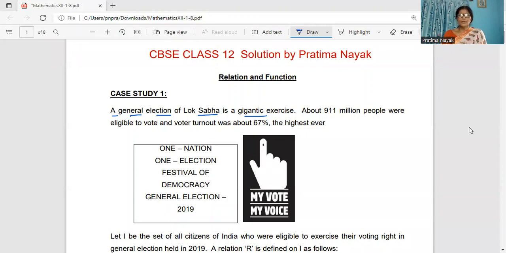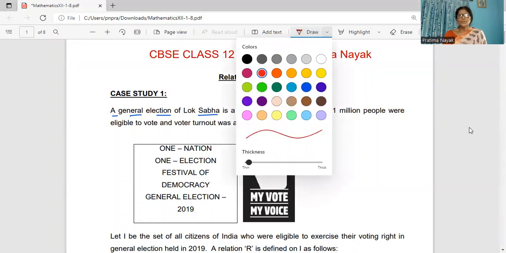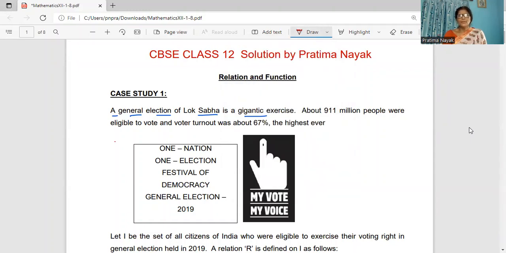So this is the PDF file of the question, the case study question. It has 5 parts, and you have to answer any 4 parts. The questions are given from some information which you have to read very carefully. So this is case study 1.